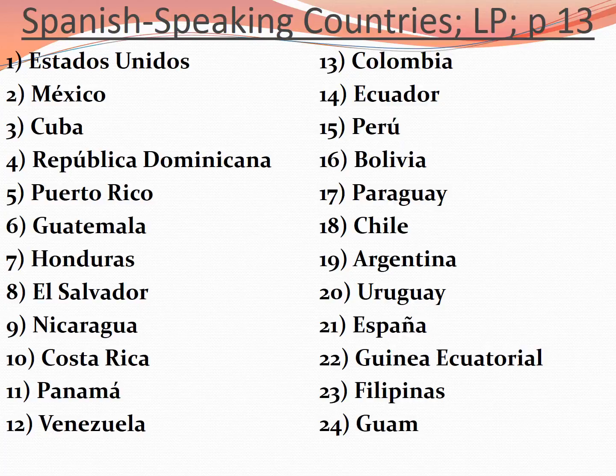Ecuador is Ecuador. Peru is Peru. Bolivia is Bolivia. Paraguay is Paraguay. Chile is Chile. Argentina is Argentina. Uruguay is Uruguay. España is Spain. Guinea Equatorial is Equatorial Guinea. Filipinas is the Philippines. Guam is Guam.